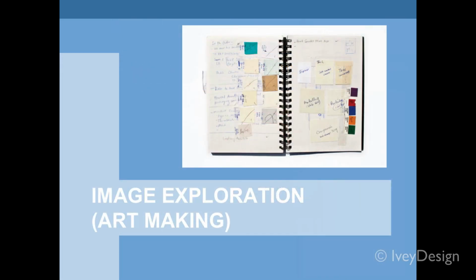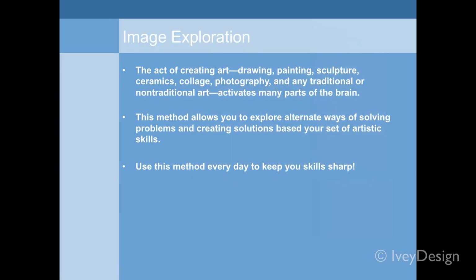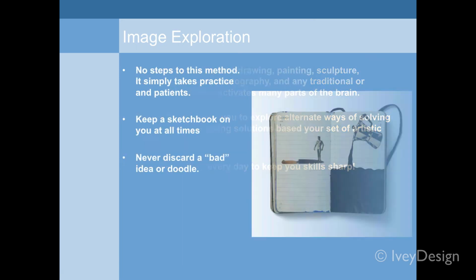The final method is simply image exploration, or art making. This is simply the act of creating art. Drawing, painting, sculpture, photography, ceramics, any traditional or non-traditional art that activates the different parts of your brain. This method allows you to explore alternate ways of solving problems and creating solutions based on your set of artistic skills. You should use this method every day to keep your skills sharp.